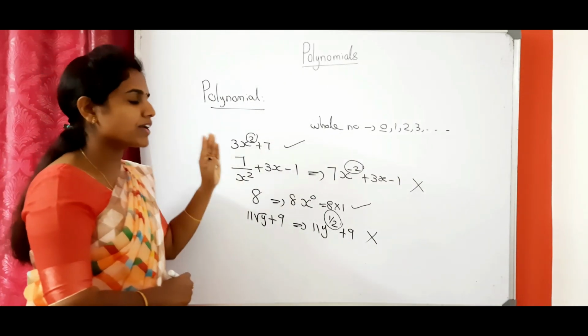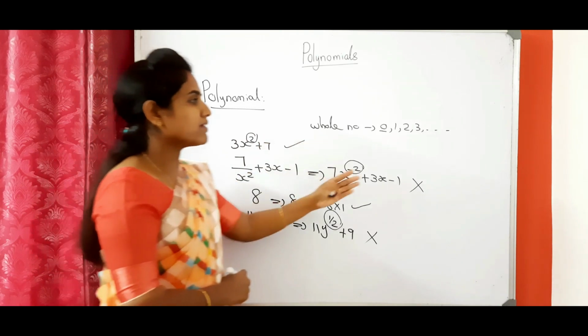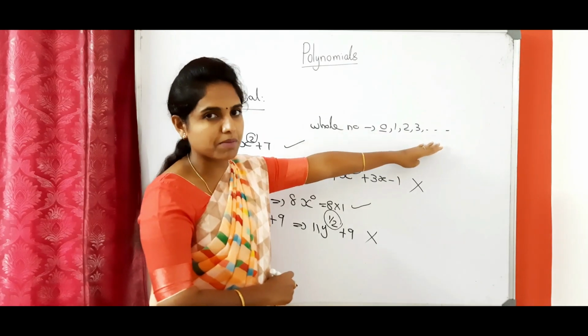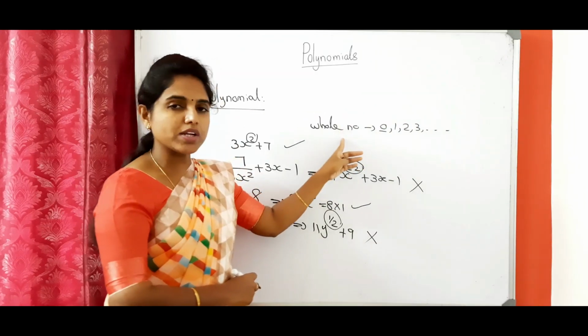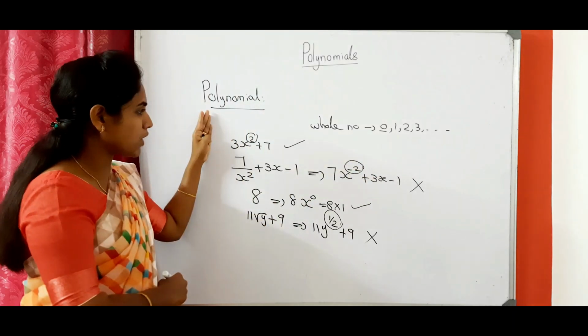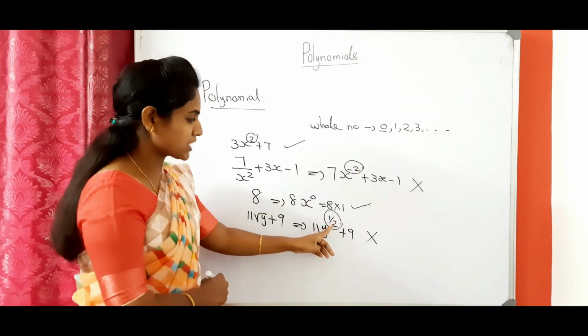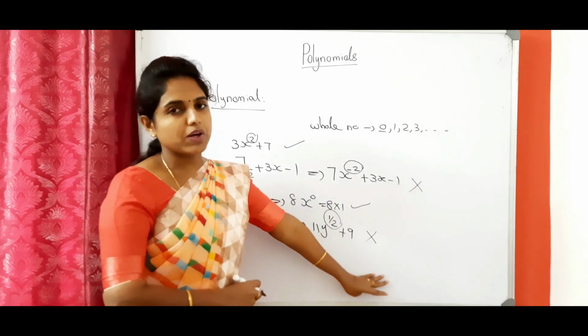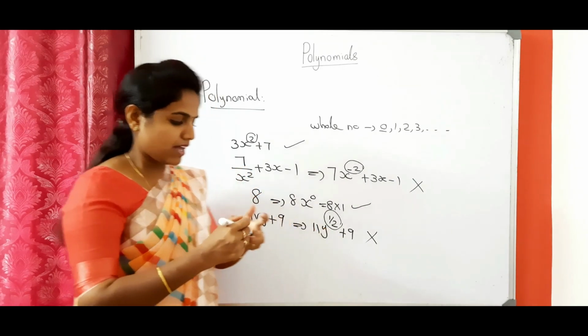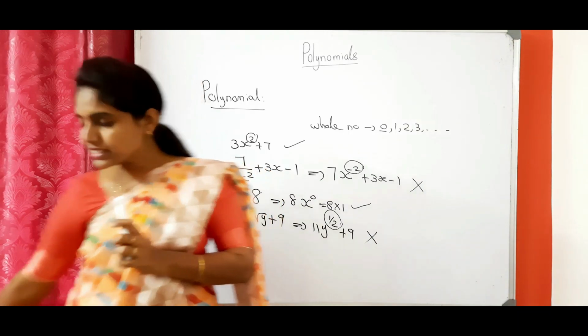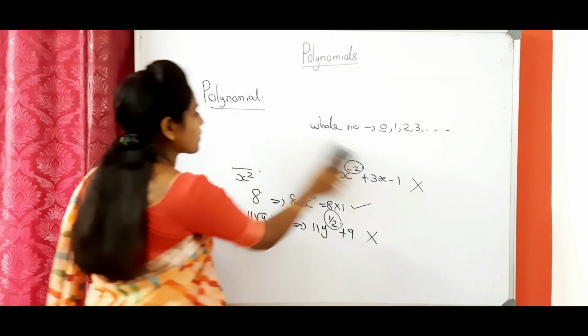So, simply how can we remember? If the variable power is 0 or a positive number, that means a whole number, we can say that it is a polynomial. Suppose the variable power is negative or a fraction, that is not a polynomial. Next, we can see what is a monomial, binomial, trinomial.